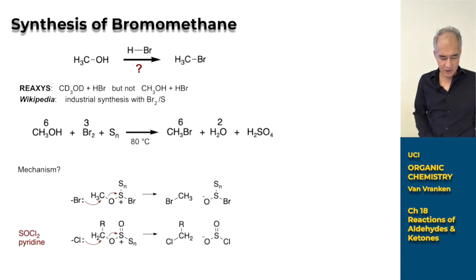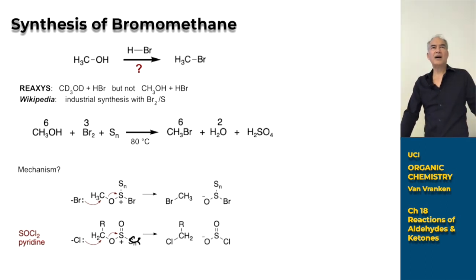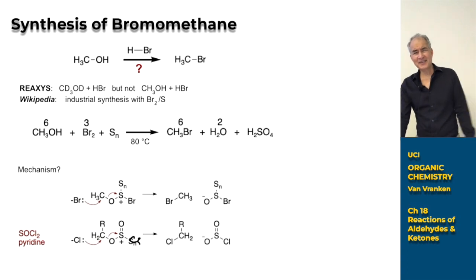When you covered the chemistry of SOCl2 and pyridine, replacing alcohols with chlorine, you saw SN2 type displacements of primary alkyl groups to displace chlorosulfites. I meant for this to be a chlorine atom here. To displace chlorosulfites. And that's how you synthesize alkyl chlorides using SOCl2 and pyridine.